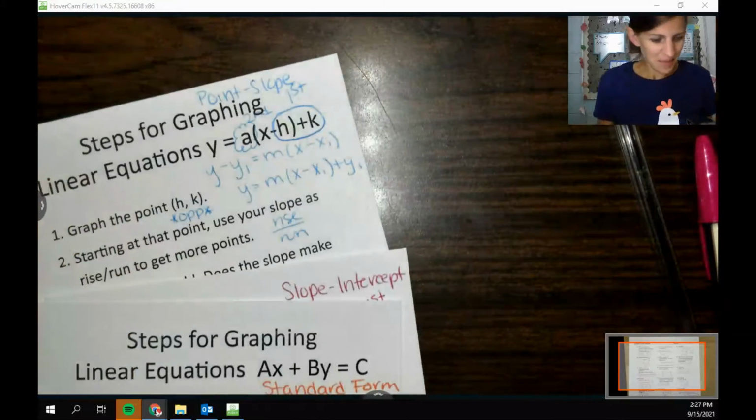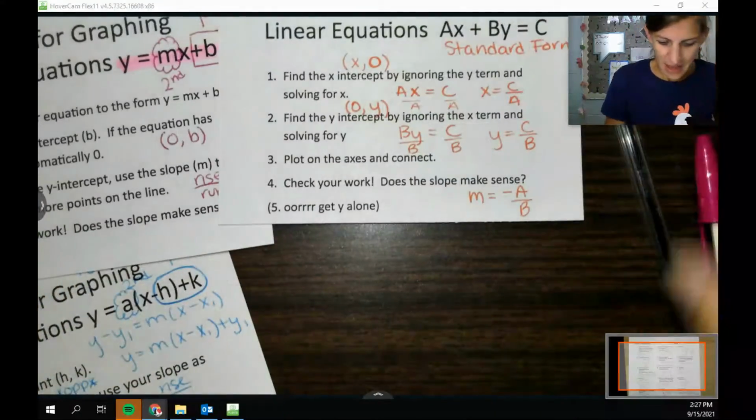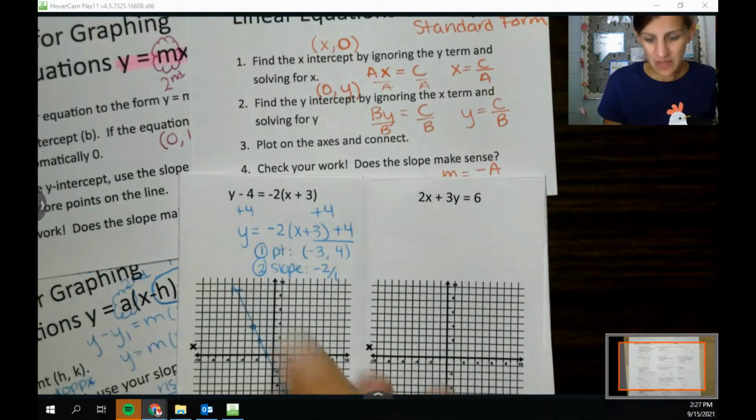Alright, guys, sorry I had to stop that. But let's finish up our examples here. So we had just finished up the first one.